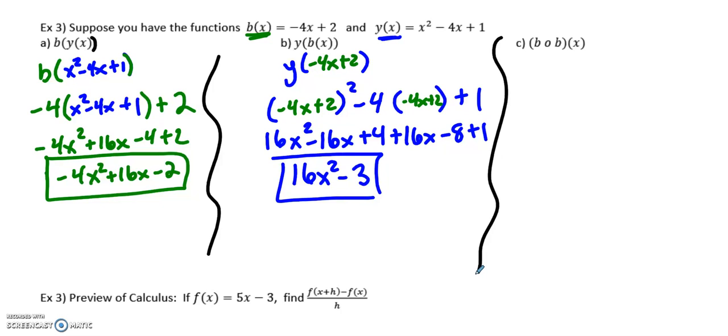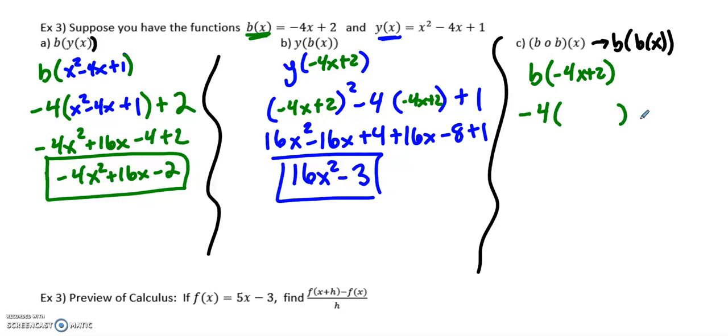Lastly, what looks like Bob is actually b of x. I'm going to put b of x inside of itself. So I'm really looking at b of, his input becomes b of x. Or think of it another way, normally b of x is negative 4 times something plus 2. I'm replacing the something with the whole function b of x, negative 4x plus 2. He's going inside of himself.